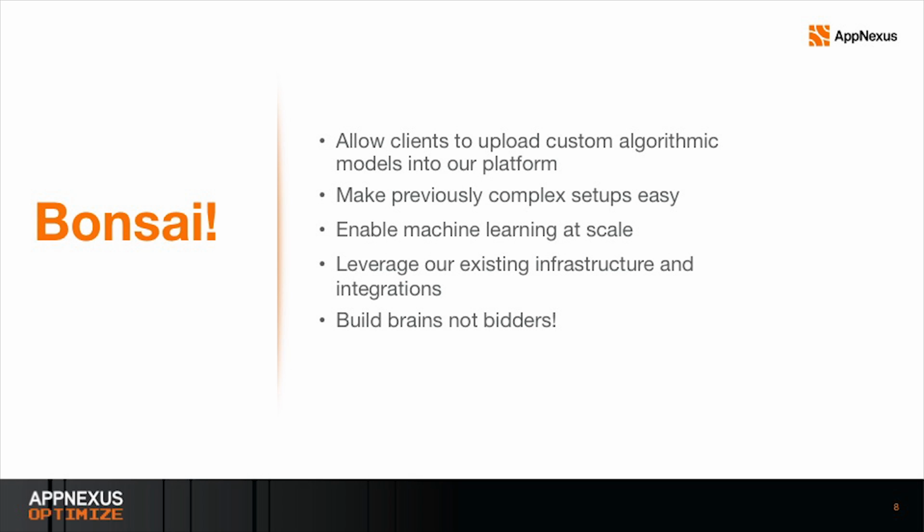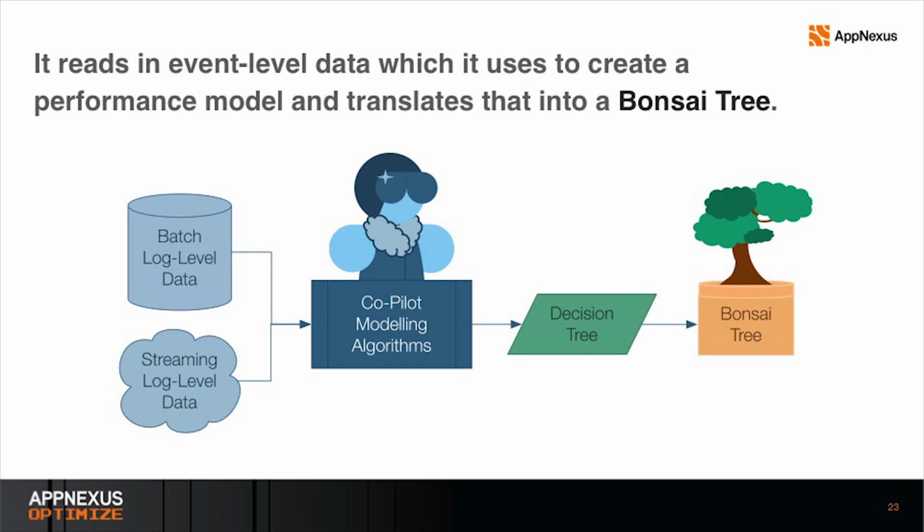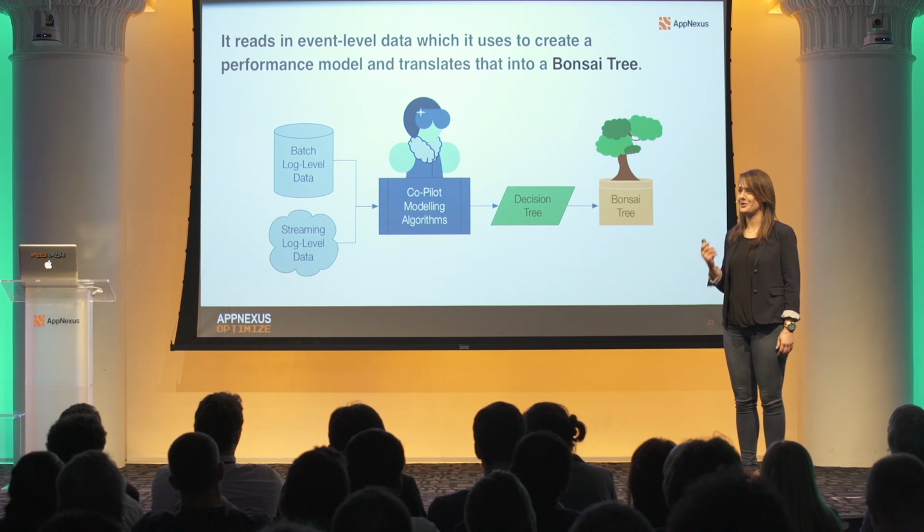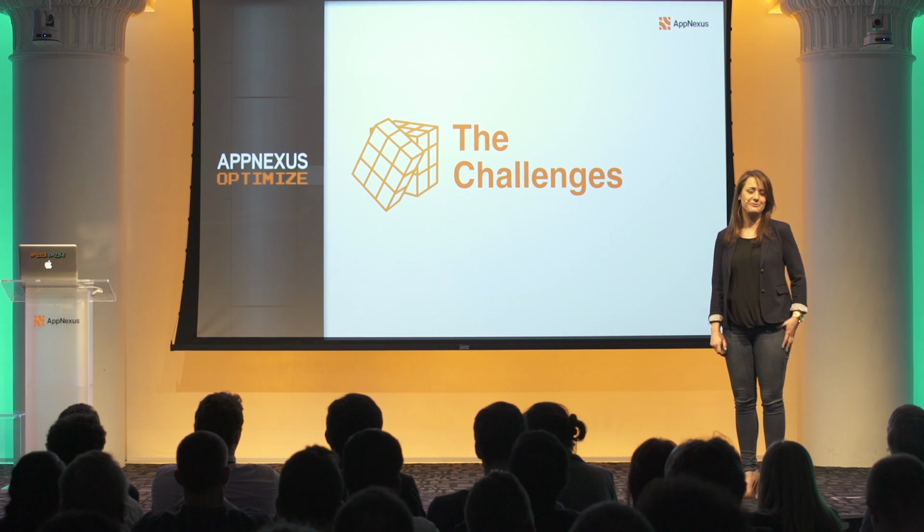The product that we've actually built takes in, right now, the batch log level data into a Hadoop cluster. And we have a little prototype off to the side that is looking at the streaming log level data. This runs through a modeling engine powered by Oozie. I'll talk a little bit more about the stack later. It converts it into a decision tree, and then from there it was a pretty easy translation into the Bonsai tree language. So that was pretty much our entire summer project, and I'll tell you a little bit about what was good and what was bad about that.